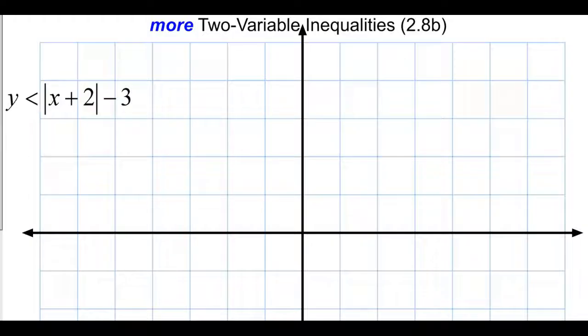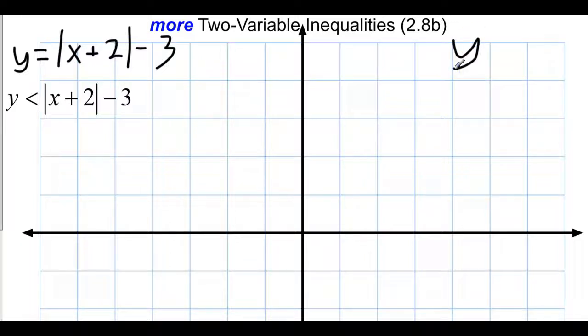So today we're doing more two-variable inequalities. I think we've done some absolute value graphing, like y equals the absolute value of x plus 2, minus 3. And we've also done some graphing like y is less than 2x plus 1, or some linear graphs. Today we're combining those two things. So here we've got an equation where we have an inequality that's also an absolute value.